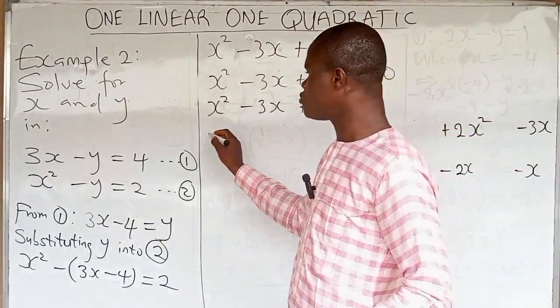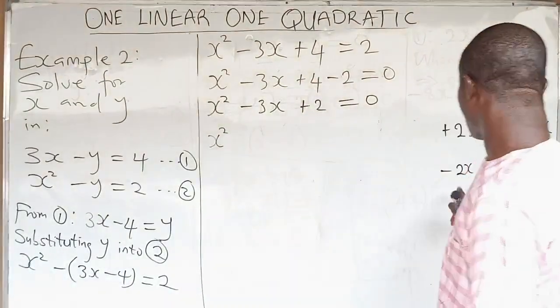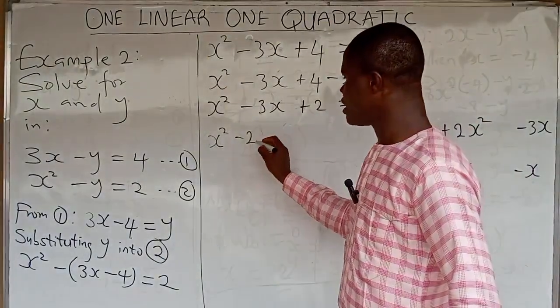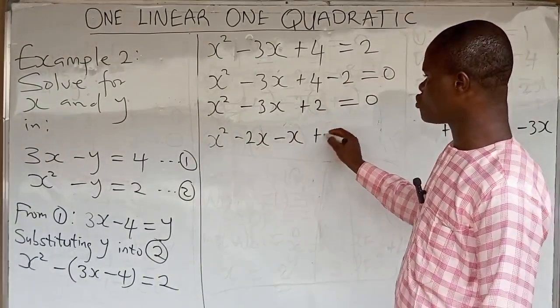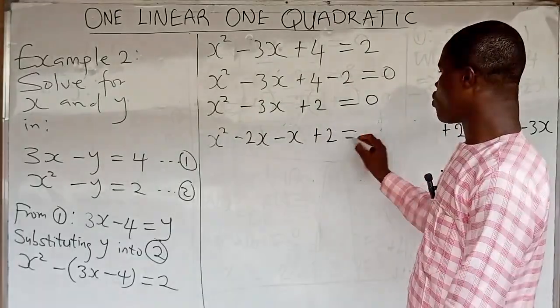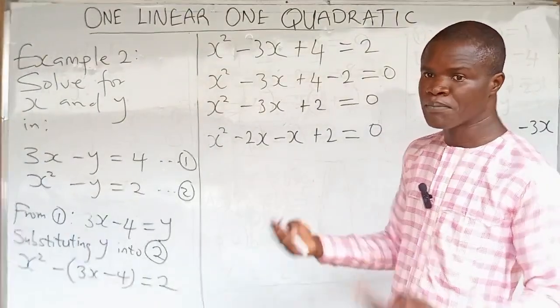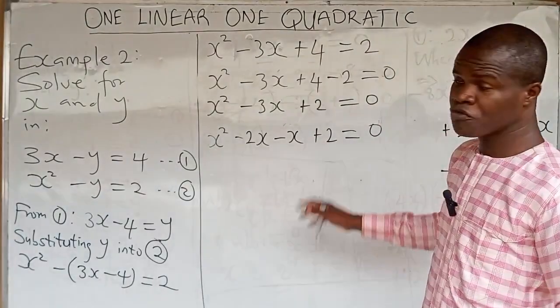So this becomes x squared. Instead of writing minus 3x, I will now write minus 2x minus x. Then this is plus 2, equal to 0. So the next thing to do is to factorize them in pairs. This and this will be factorized together, and this and this will be factorized together.